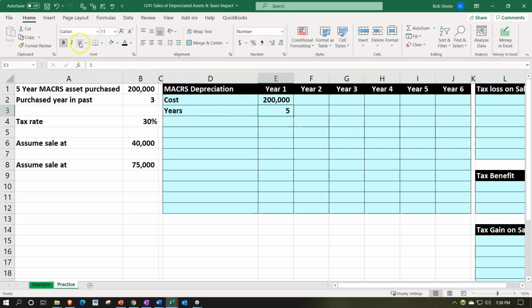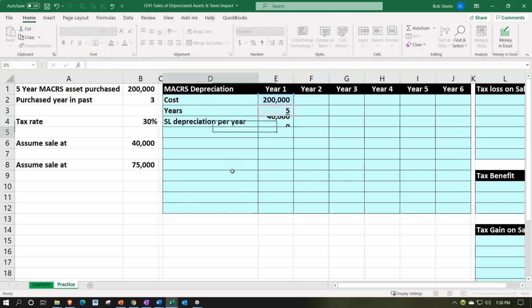So I'm going to underline that. If we were going to have the straight line depreciation, then calculating the straight line depreciation, it would be 200,000 divided by 5, or the 40,000. Now that would be in dollars. If I want to think about the percent of straight line, then I would compare that to the cost of the 200,000, underlining that, font group and underline.